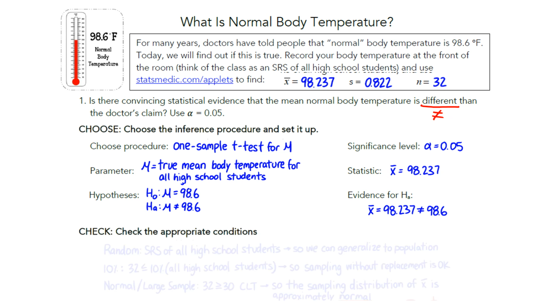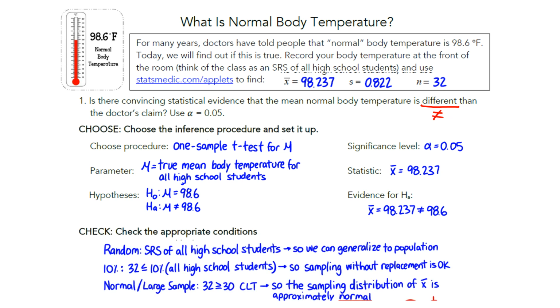The conditions don't change. We have a simple random sample, so we can generalize to the population. 10%, 32 is less than 10% of all high school students, so we can do it without replacement. And we have more than 30, so our sampling distribution is approximately normal.